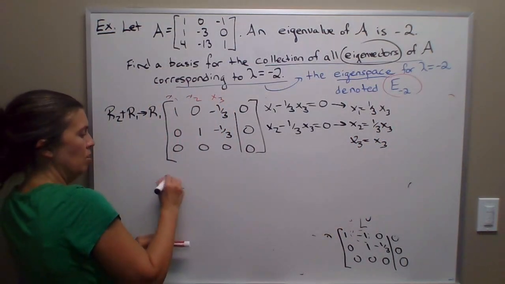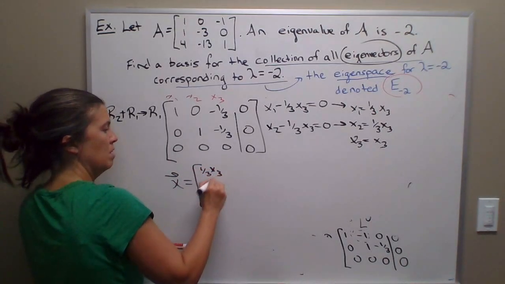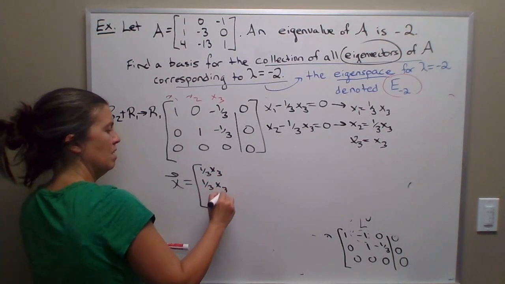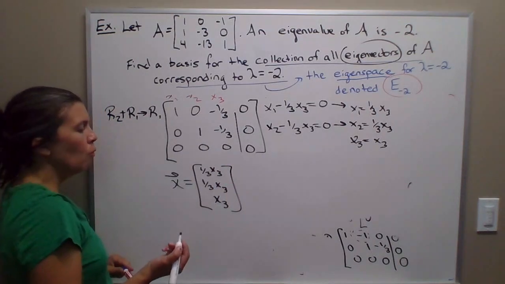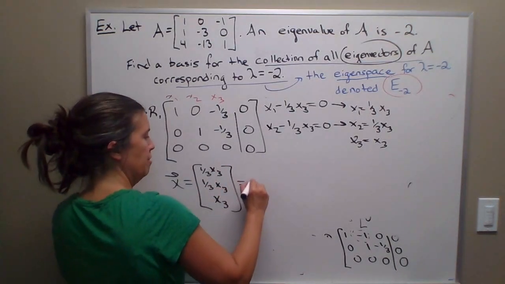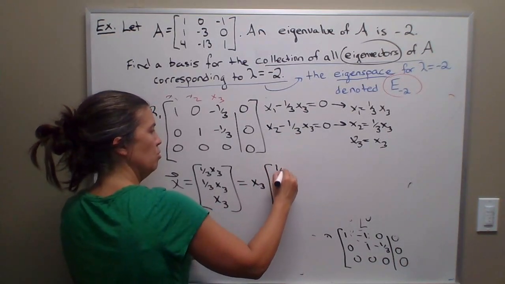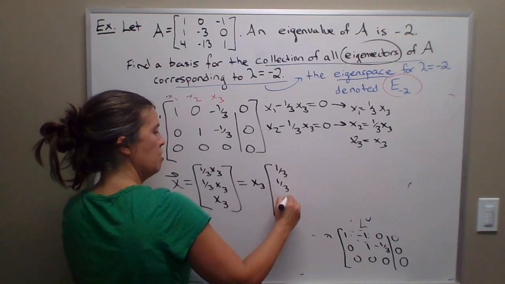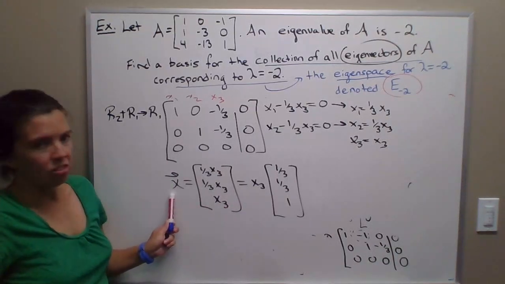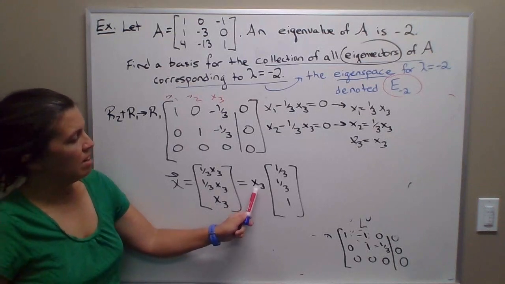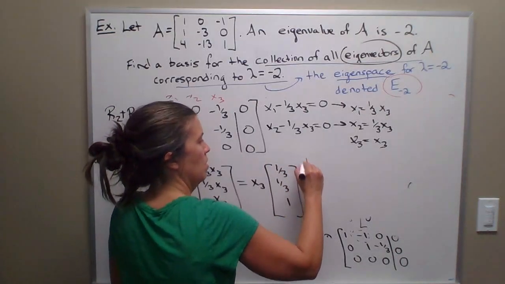So our solution set here, our vectors x are equal to, so x1 is 1/3 x3, x2 is 1/3 x3, and x3 is a free variable, x3 equals x3. So one basis that you could give for this eigenspace, E-2, would be 1/3, 1/3, 1. x3 can be any number. So every vector in this eigenspace is going to be some number times 1/3, 1/3, 1. This would be a perfectly acceptable basis.